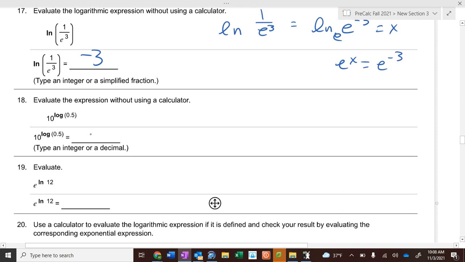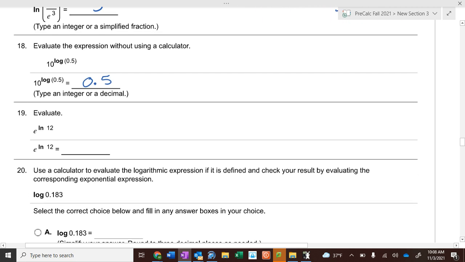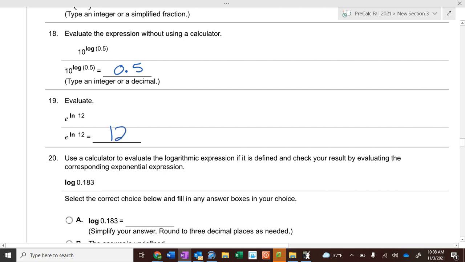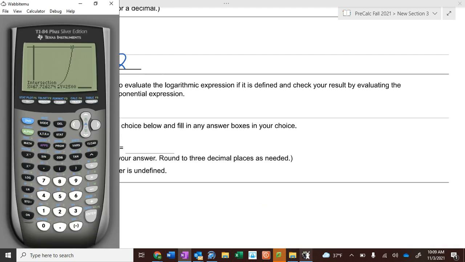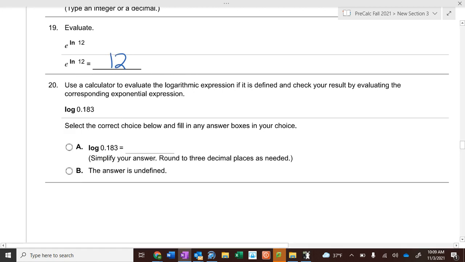10 to the log cancels each other out. So we're just at 0.5. E to the ln cancels each other out. So we're just at 12. And this one's just a total calculator problem. Okay? So you just, on your calculator, take the log. Oh, clear. The log of 0.183. And it's negative 0.738.